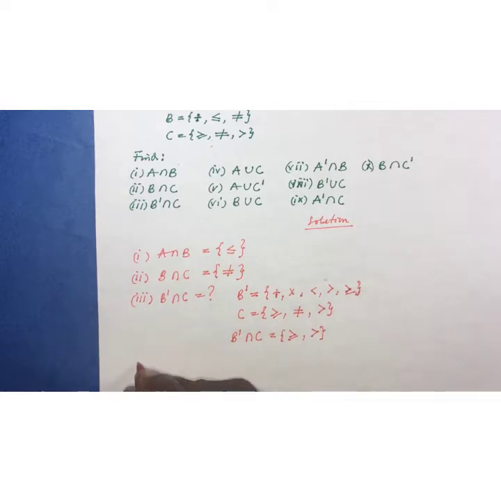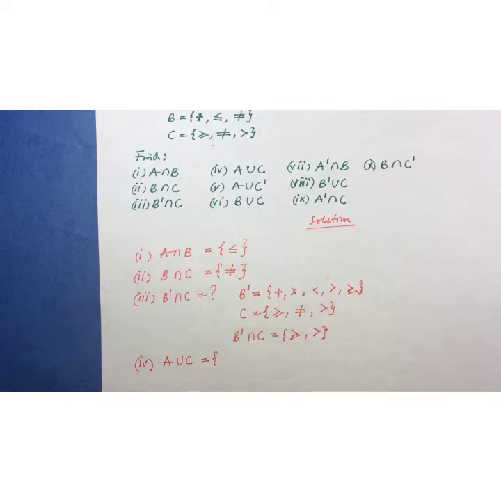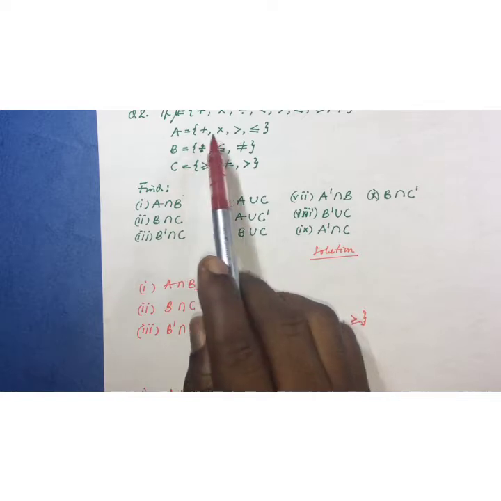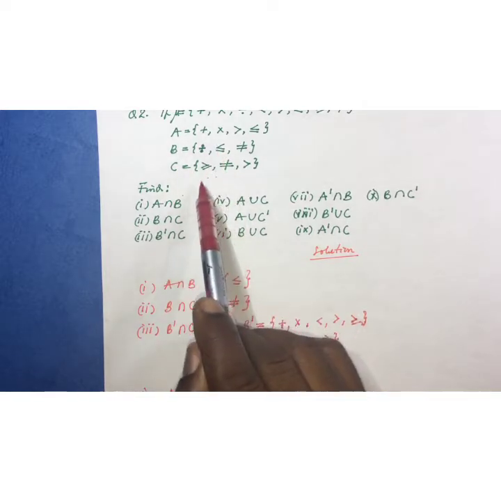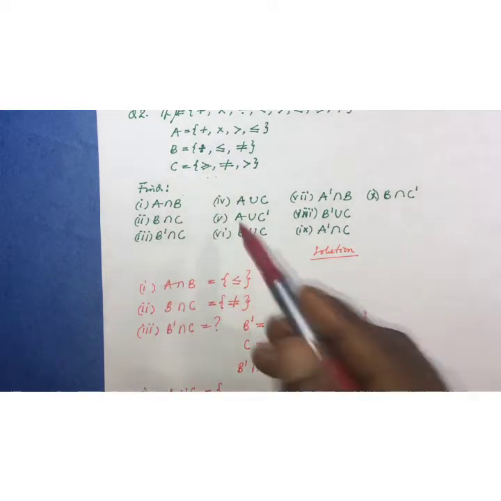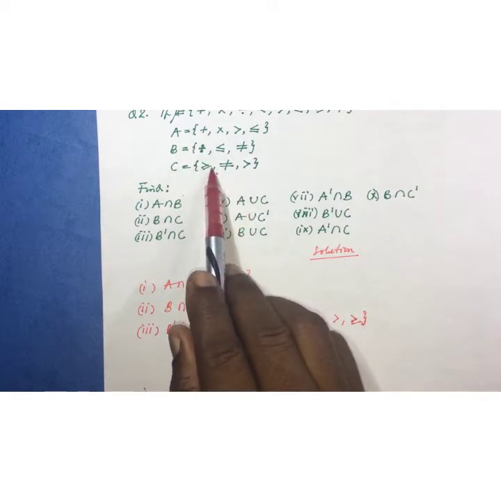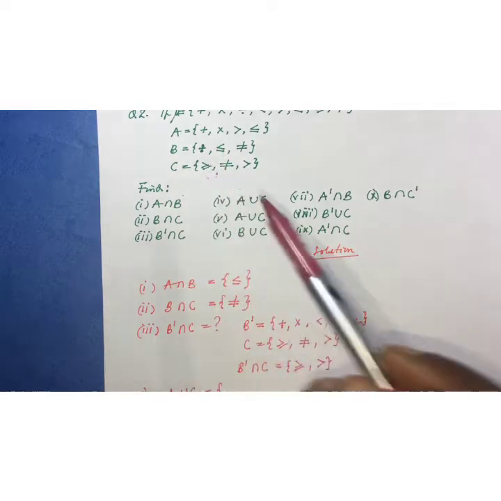Now let's go to number 4. Now number 4 demands that we find A union C. So the union of two sets is a set that contains elements found in either of them, as well as elements found in both of them. So A union C will be the set that contains elements you find in A that are not in C, plus elements you find in C that are not in A, plus elements you find common to both of them.